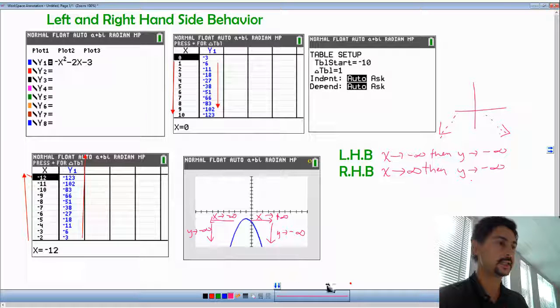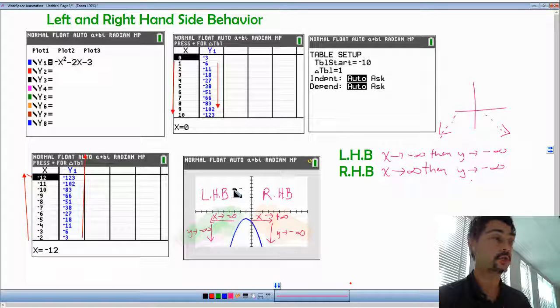So understand that this part goes together, and then this part goes together. Maybe I should use a different color to make it clearer. But I think you're starting to see that this is what we call right-hand side behavior, and this is what we are calling left-hand side behavior.